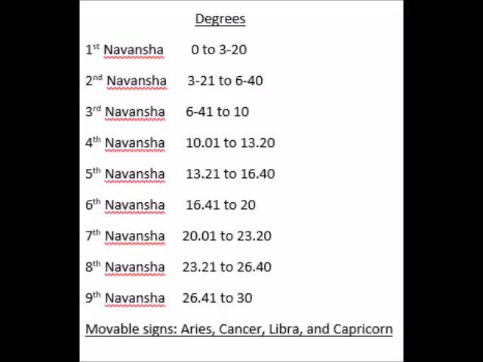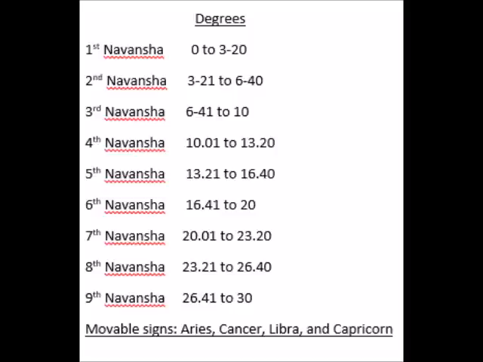As you know, it is the ninth. It is a zodiac sign divided into 9 parts, and each part equals 3 degrees and 20 minutes. All these 9 divisions add up to 30 degrees, which is the 30 degrees of a zodiac sign or a Rashi.